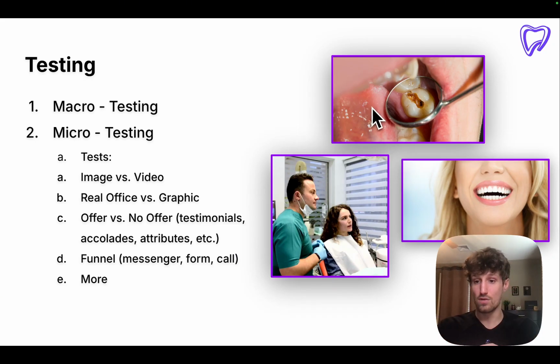So we found that this picture of a tooth does really well. So let's maybe take other pictures of teeth, right? And so now we're spinning off and doing micro tests where we're starting to change one variable at a time and really honing in and scaling up on what's really working efficiently.